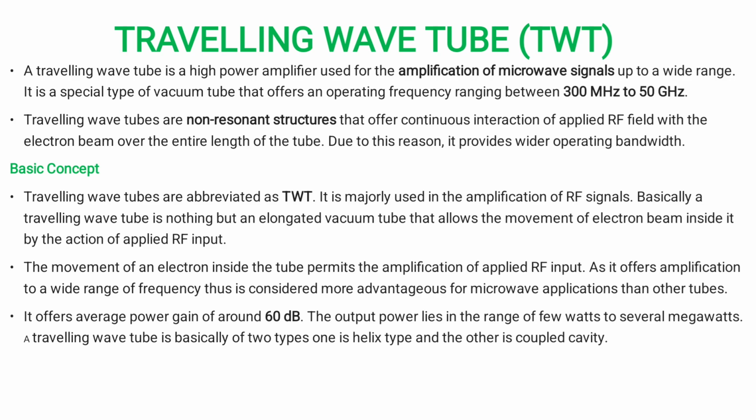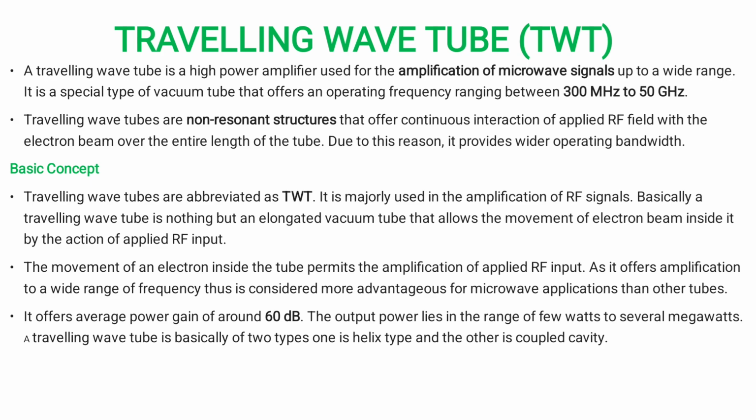The traveling wave tube is a high power amplifier used for the amplification of microwave signals over a wide range. It is a special type of vacuum tube that offers an operating frequency ranging from 300 MHz to 50 GHz. These tubes are non-resonant structures that offer continuous interaction of the applied RF field with the electron beam over the entire length of the tube. Because of this, it provides a wider operating bandwidth.